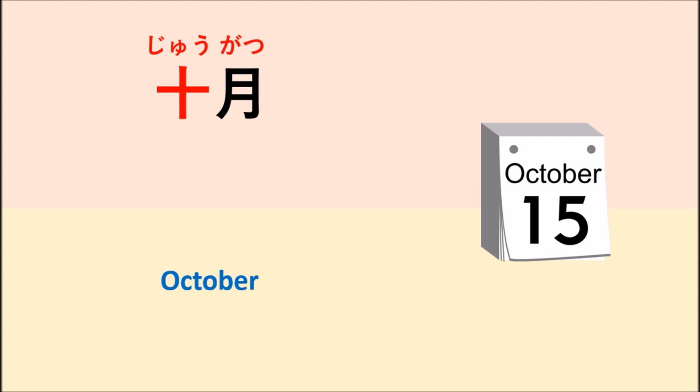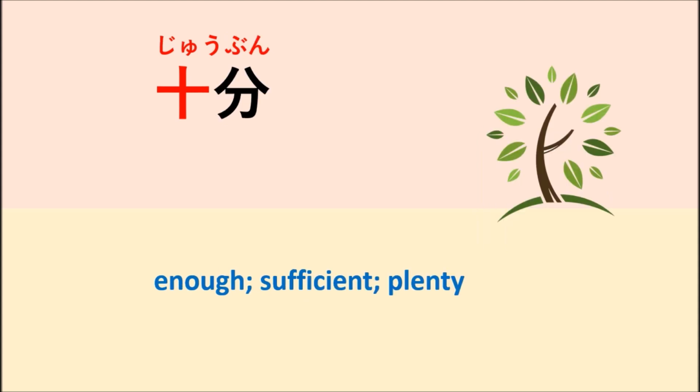Jugatsu means October. Ju means 10, and the second kanji, gatsu, comes from tsuki, which means month. So we write the number 10 and the month, and it means October. Jubun means enough, or sufficient, or plenty.